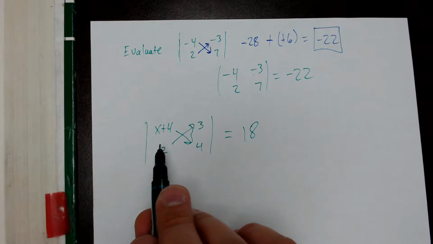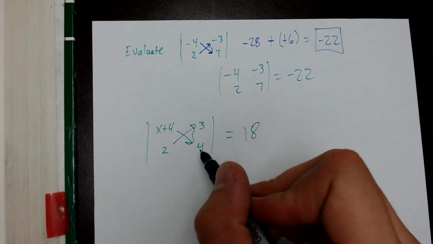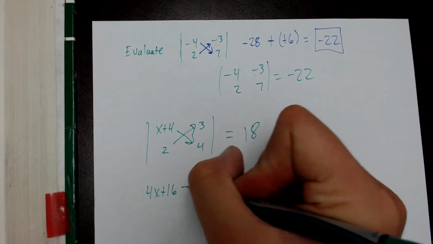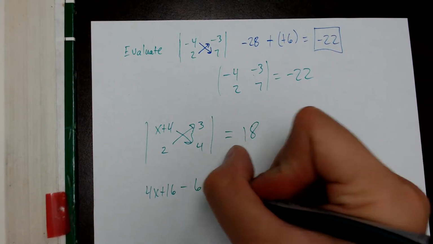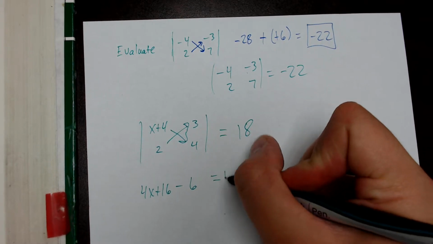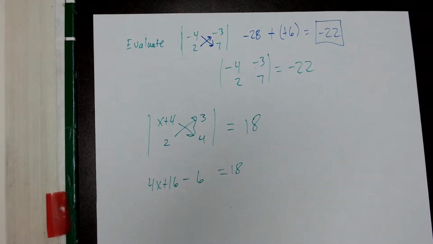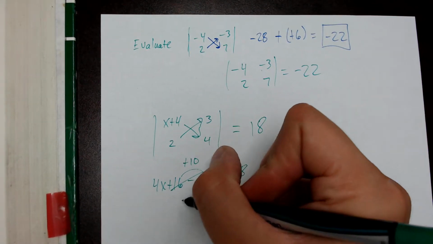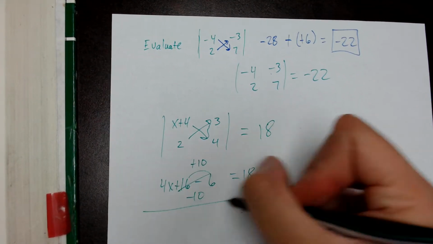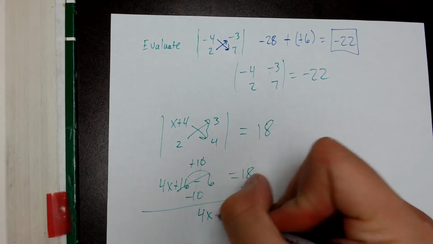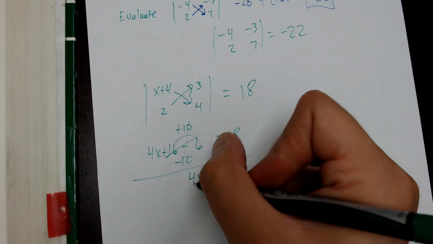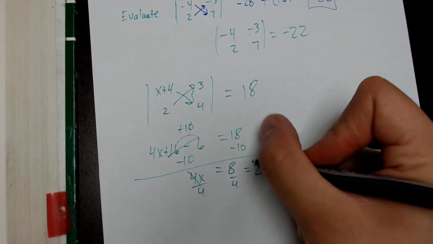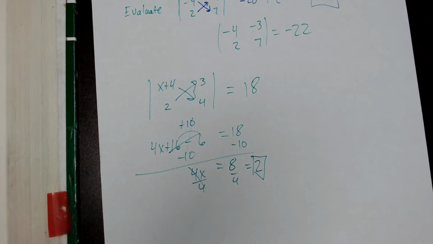So what we get here is 4x plus 16 minus 6 equals 18. So to solve that, we just combine like terms here. That becomes plus 10. Subtract 10 from each side. I get 4x is equal to 8. I divide by 4. And then I get x is equal to 2. Right, so that's another way to solve a matrix.